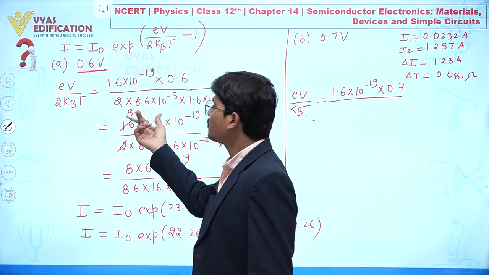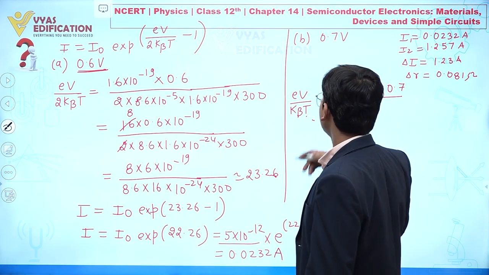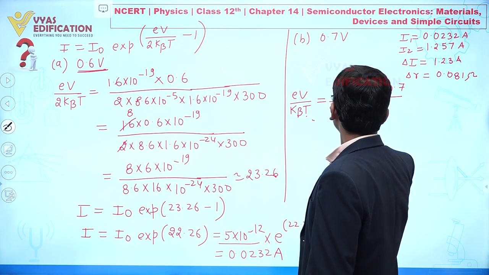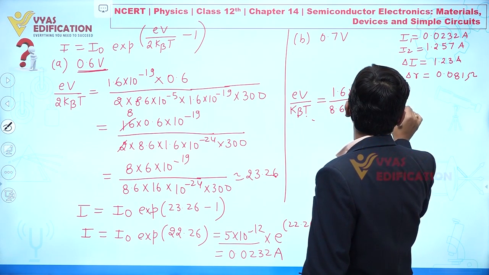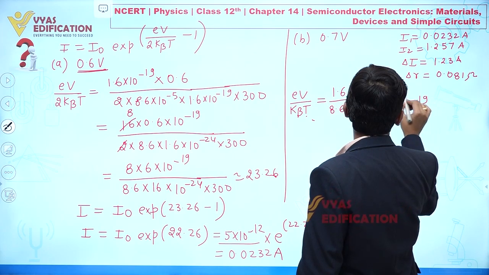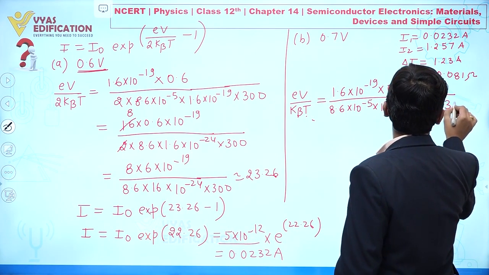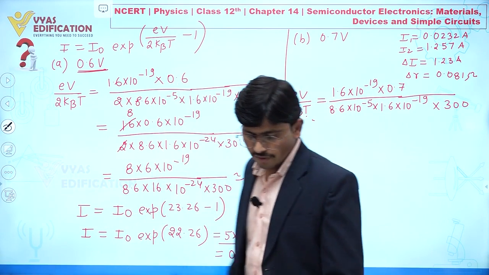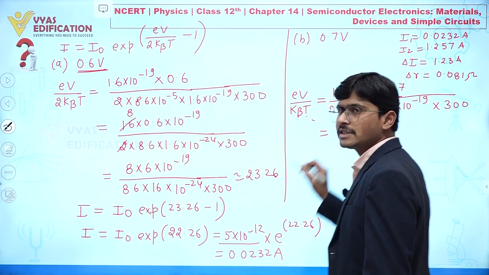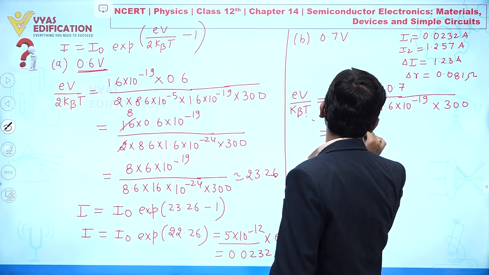KB you can say 8.6 into 10 to the power minus 5 electron volt per Kelvin. We can convert it into joule also. So 8.6 into 10 to the power minus 5 multiplied by 1.6 into 10 to the power minus 19. And at the same temperature, this is 300. Now dear student, if you solve it, you will find this value. This is eV by KBT. This value you will find, this is 27.13.